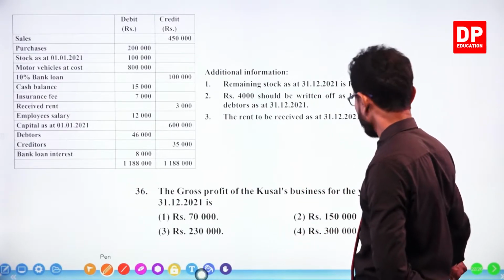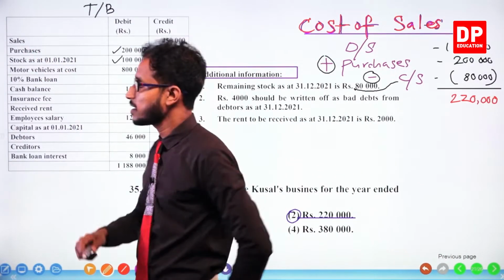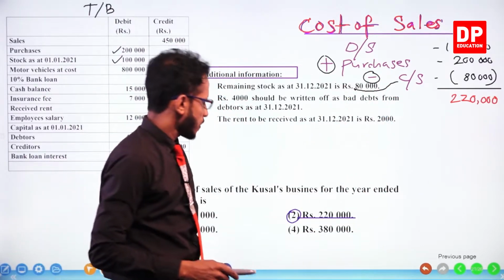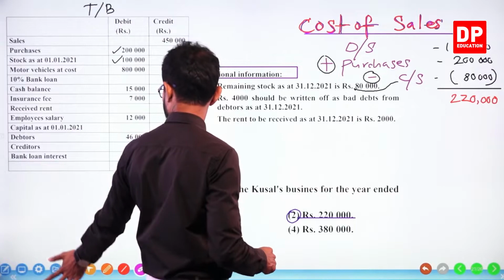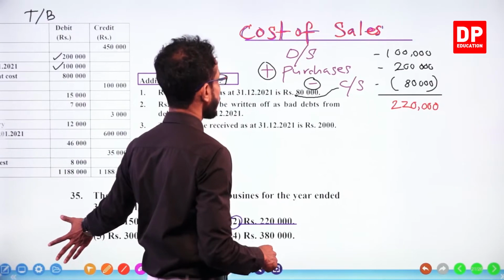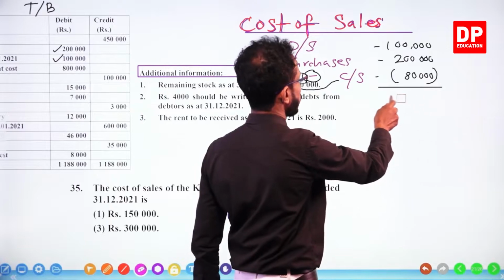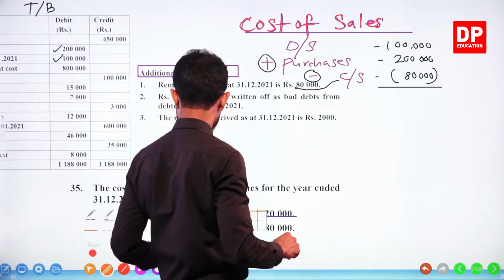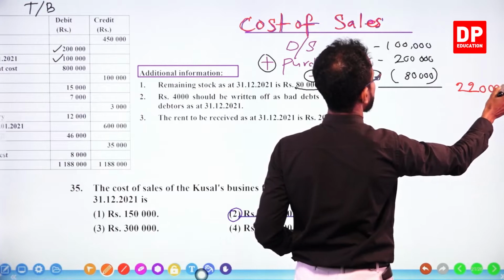Let's do it on the same page. Should calculate gross profit. Sales we did not take. Cost of sales we already took. It's 220. It's great to see a calculation done so clearly, isn't it? Cost of sales, 220,000.